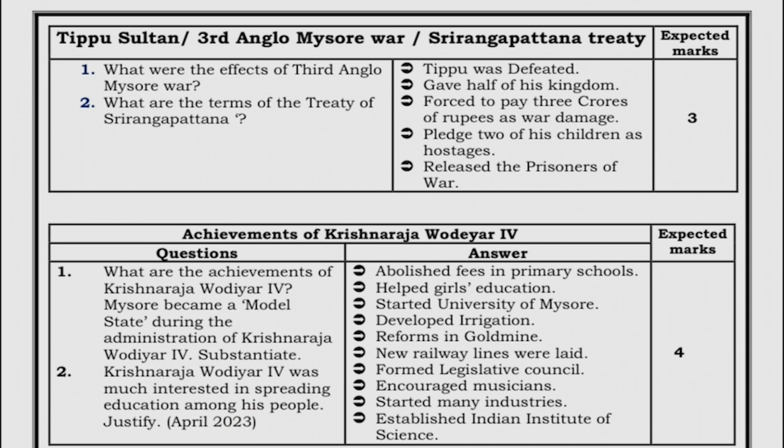So, fees was abolished in primary schools, helped girls' education, very important point, started University of Mysore, which is there even till date, developed irrigation, reforms in gold mine, new railway lines were laid, formed a legislative council, encouraged musicians, started many industries, established Indian Institute of Science. These are all the great achievements of Krishnaraja Wadiyar IV, which happened during his rule.